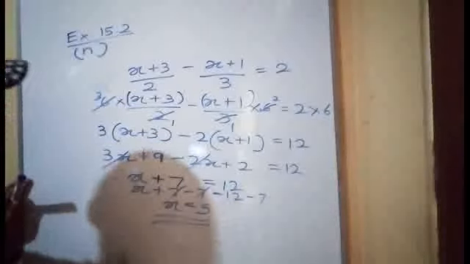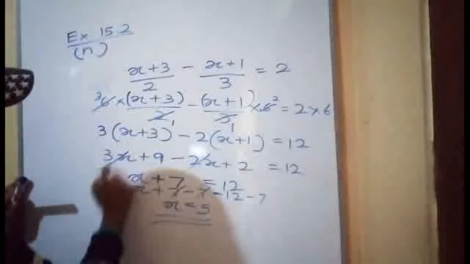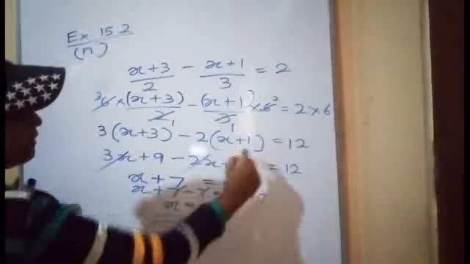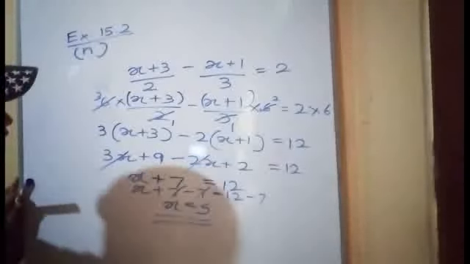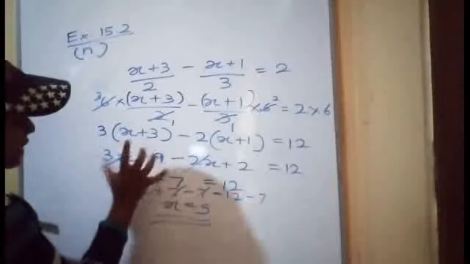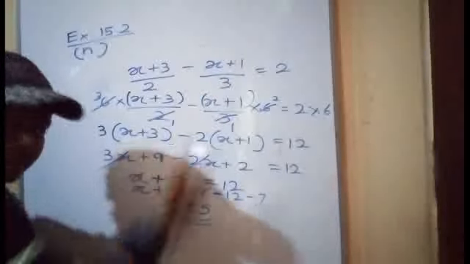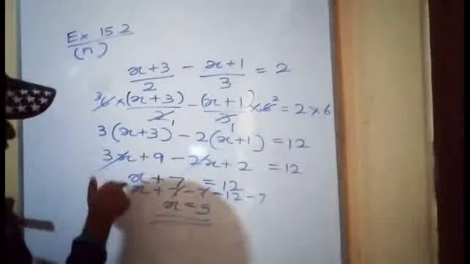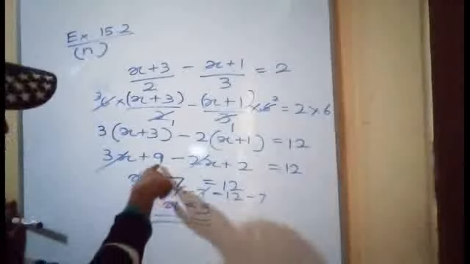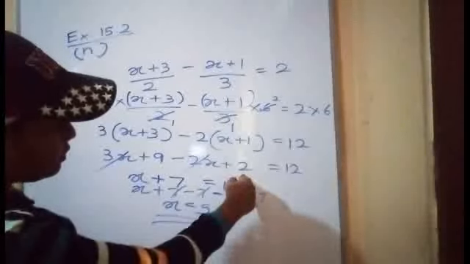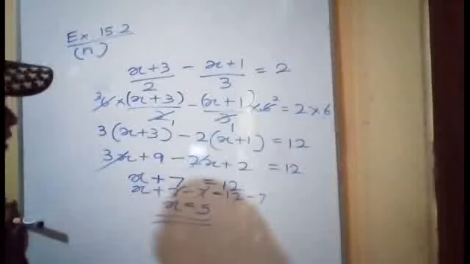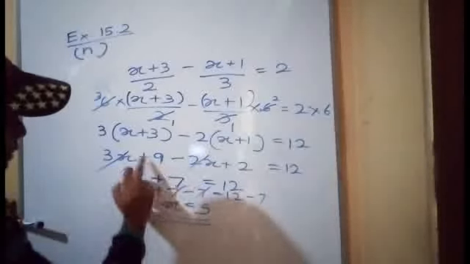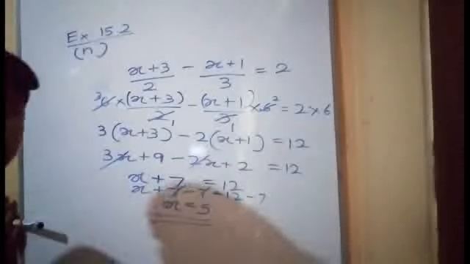And now 3 times x is 3x, 3 times 3 is 9. Subtract 2 times x is 2x, 2 times 1 is 2, equals 12. Now we have the 3x and 2x. We want to subtract those, so that is 1x, the x. And now 9 subtract 2 is 7. So x plus 7 equals 12.